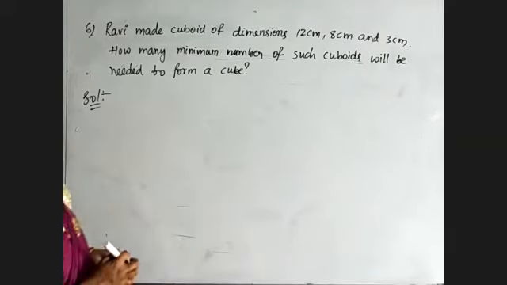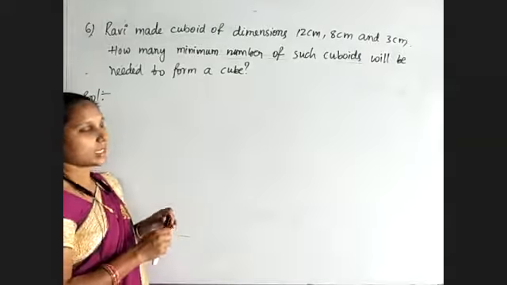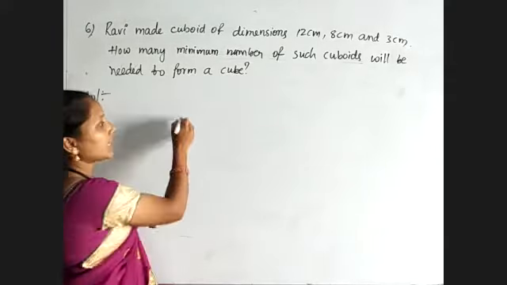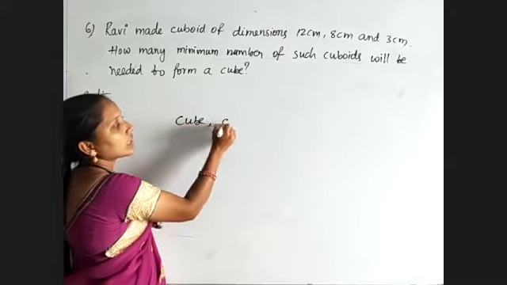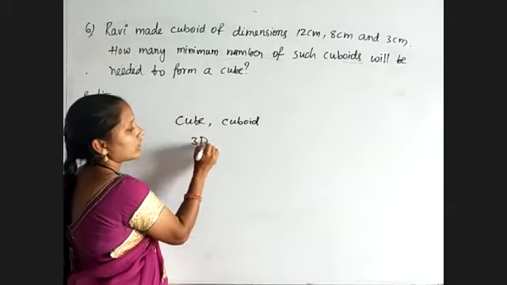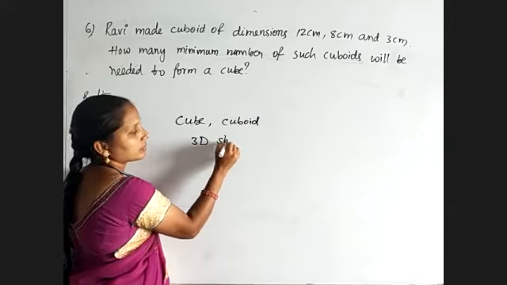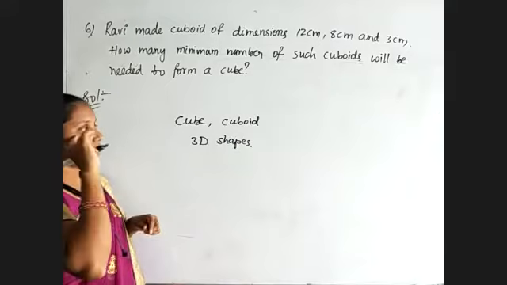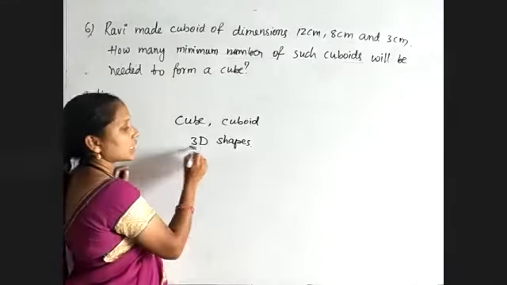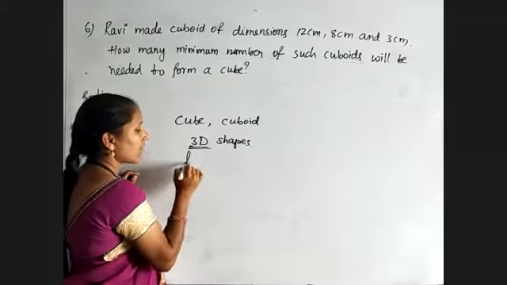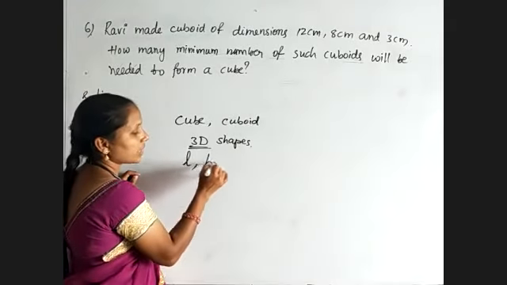First of all, what is meant by cube and cuboid? Both are 3D shapes, 3D figures. These are also said to be solids. Why are we calling them 3D, meaning 3 directions? Because they have 3 dimensions: length, breadth, height.